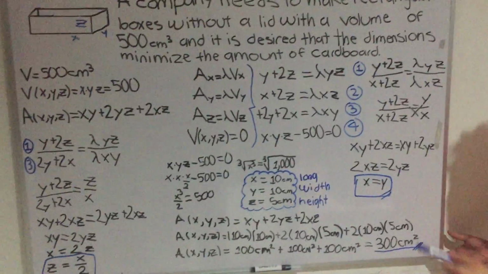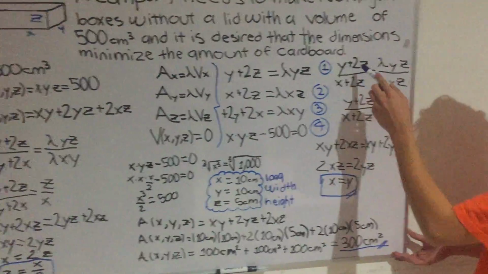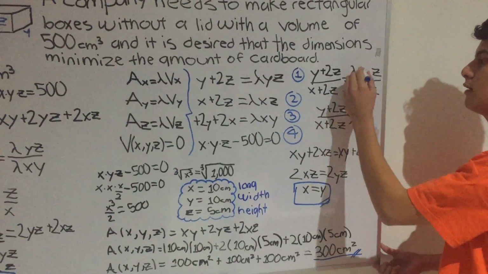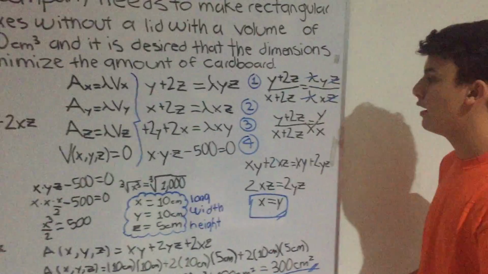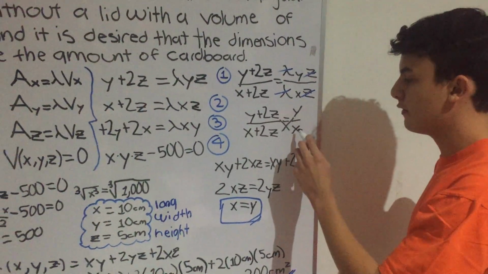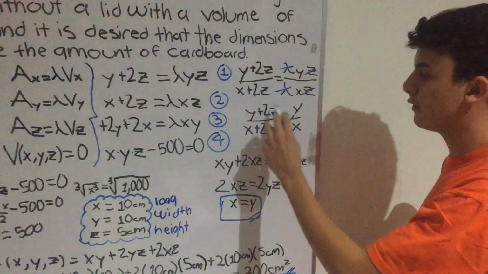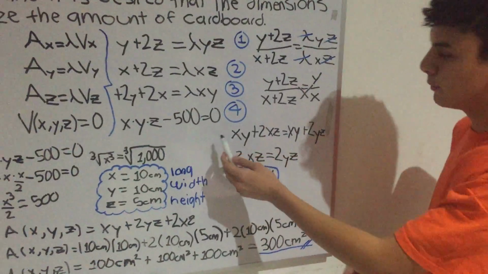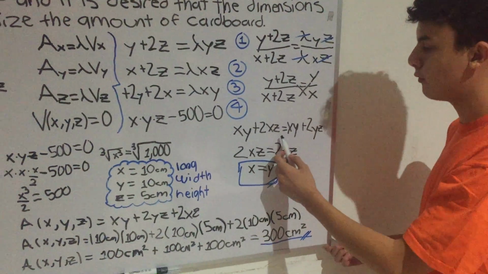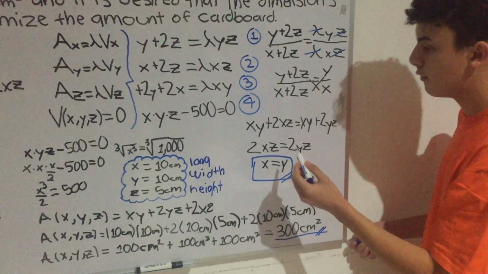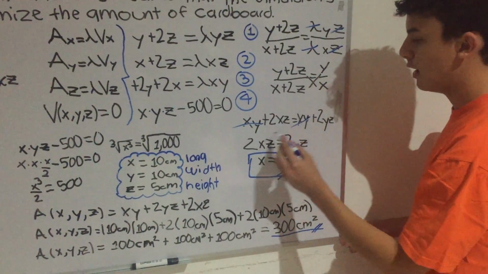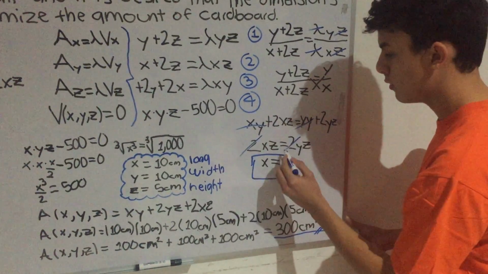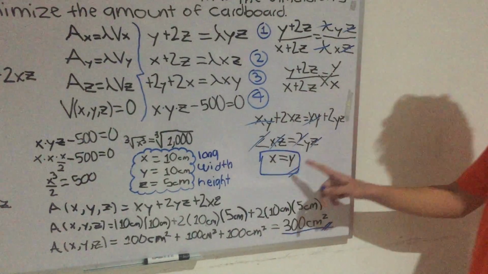So now I'm going to divide the first equation by the second one. So I can cancel this lambda and this c, and now we have this. And if I pass this x to the other side, it's going to multiply this, and if I pass this to the other side, it's going to multiply y. After doing the multiplication, we have xy plus 2xc is equal to xy plus 2yc, and I can cancel this, and we have 2xc is equal to 2yc, and I can cancel the 2 and the c, and we have that x is equal to y.